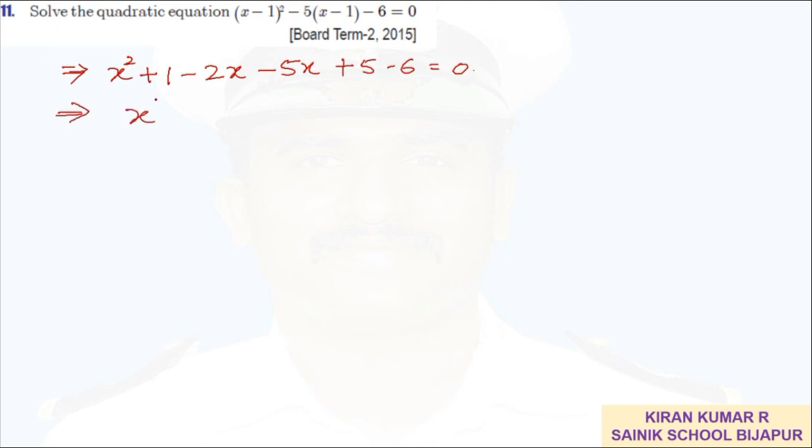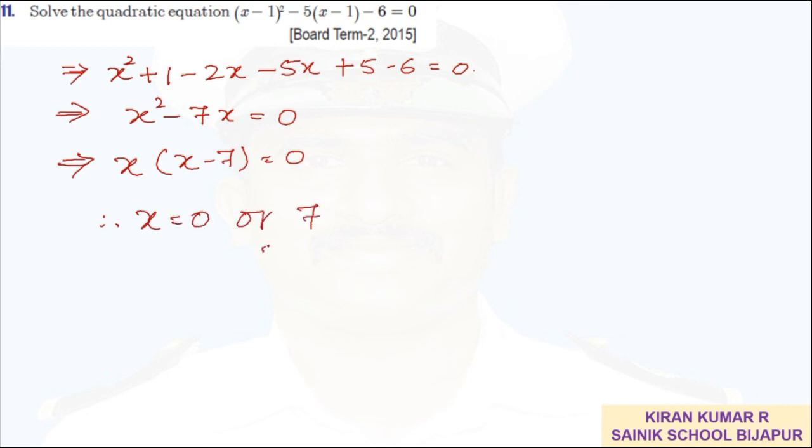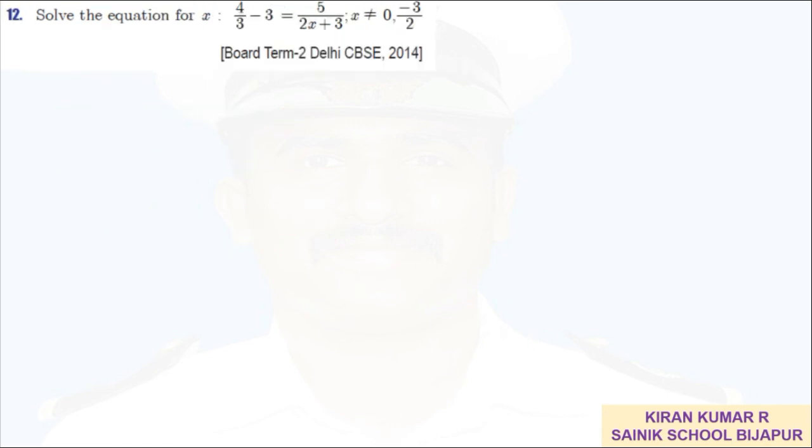So x square, here you observe both are negative, so minus 7x, 5 plus 1 is 6, 6 minus 6 is 0, so we get x common, x minus 7 equal to 0. Therefore the value of x is either 0 or 7. This will be the last question for this session.